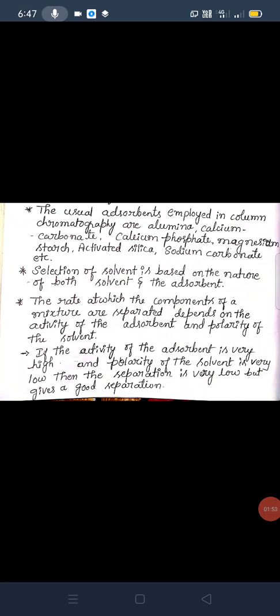The separation of the components of a mixture depends upon the activity of the adsorbent and the polarity of the solvent. If the activity of the adsorbent is very high and the polarity of the solvent is very low, then the separation is very slow but gives a good separation.